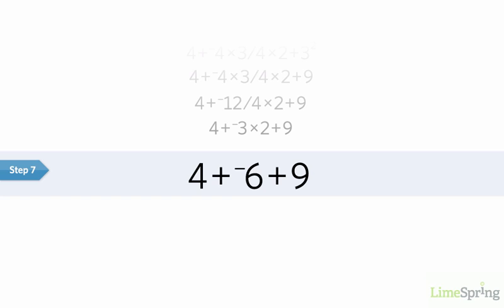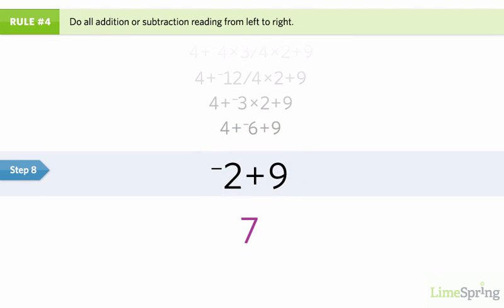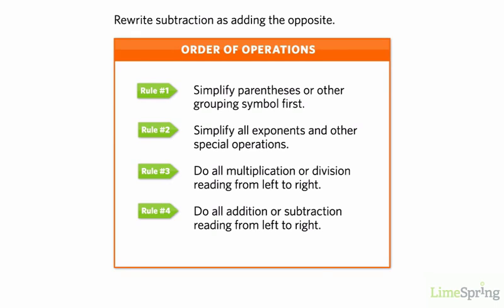Finally, only addition remains. So we add up the numbers reading from left to right. 4 plus -6 equals -2, which gives us the expression -2 plus 9. And this simplifies to +7. I'm going to say it one more time because it's important that this is clear. Although this was a tough problem, all we had to do was go through the order of operations step by step to get the answer.